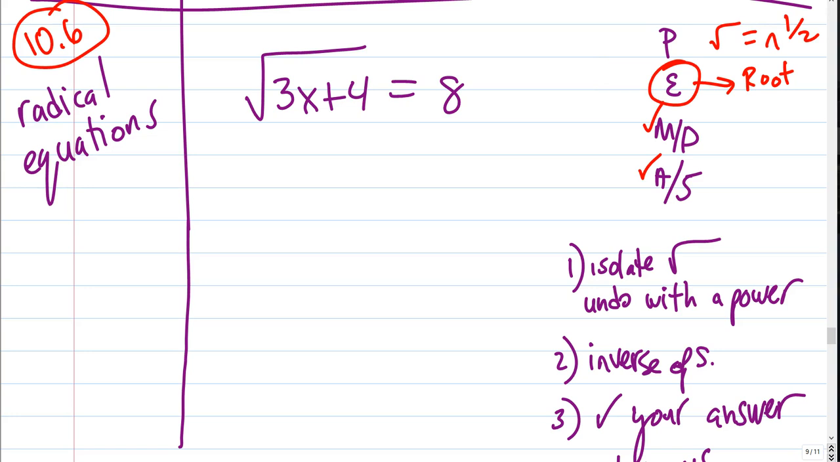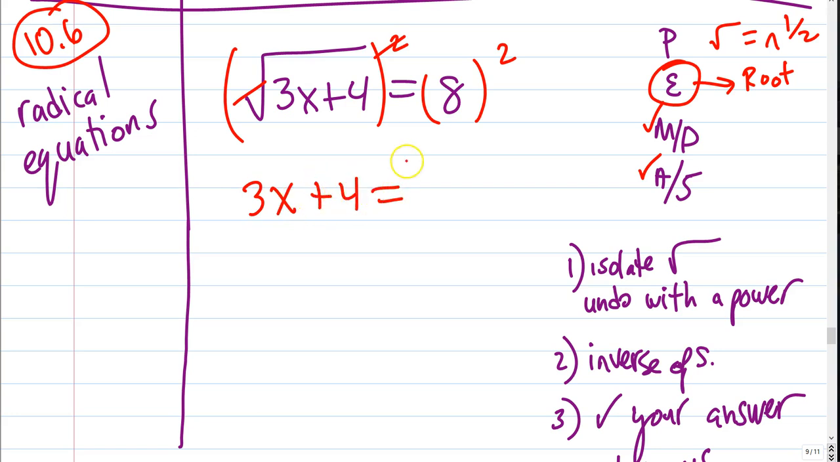Since that root is really the last thing that's happening to x, all of this multiplying and adding is happening inside the group. We have to deal with that first. So to undo a second root, we use a second power. If I do it to one side, I do it to the other. The square root and the square cancel, leaving us with 3x plus 4 is equal to 8 squared, 64.